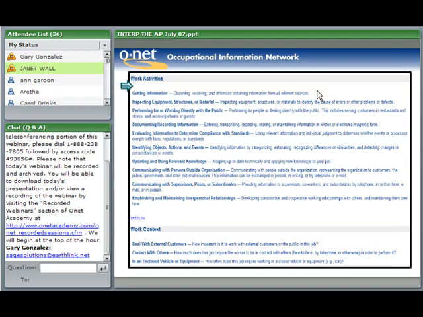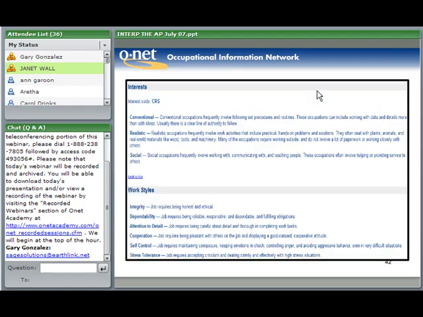Work activities, so we need to do things like getting information, inspecting equipment, structures, or material, performing for or working directly with the public, documenting, recording information, and you can see the rest of the list. Work context, they need to deal with external customers, they have contact with others, they're in an enclosed vehicle or equipment, and this again is a partial list. The interest areas, and here's where you can match it up to the interest profile results or any other interest inventory that works off of the Holland vocational personality theory.